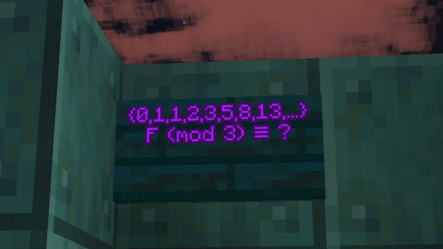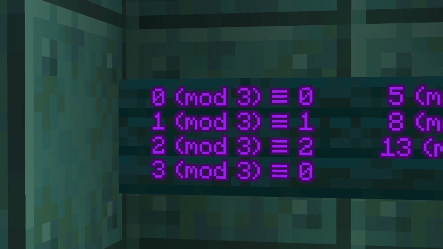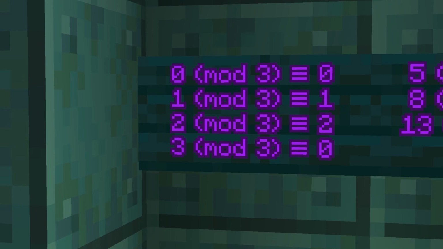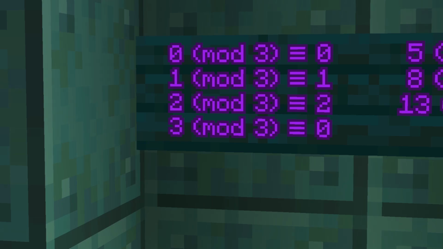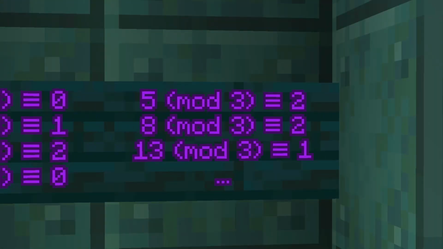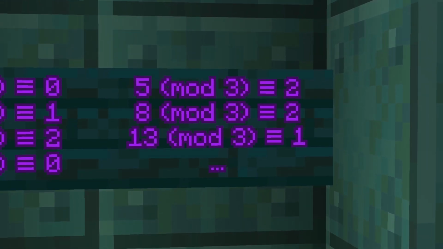So what if we calculated mod 3 for the first few terms in the Fibonacci sequence? 0 mod 3 is 0. 1 mod 3, 1 divided by 3 is 0 with the remainder of 1. So 1 mod 3 is 1. 2 divided by 3 is 0 with the remainder of 2. So 2 mod 3 is 2. 3 divided by 3 is 1 with no remainder. So 3 mod 3 is 0. 5 mod 3 is 2. 8 mod 3 is 2. And 13 mod 3 is 1.